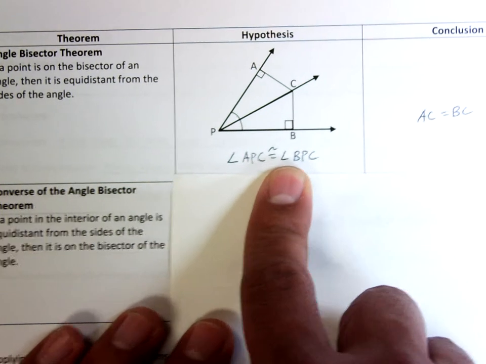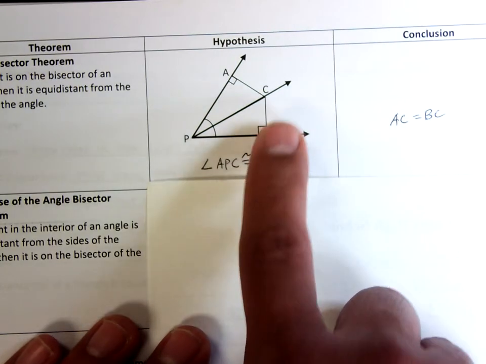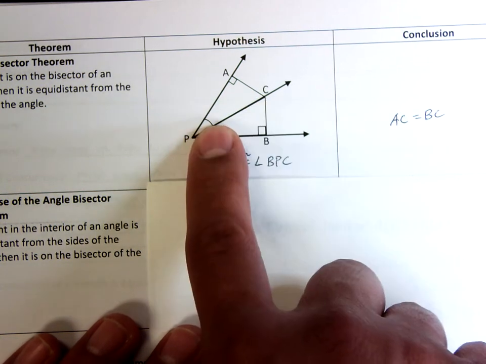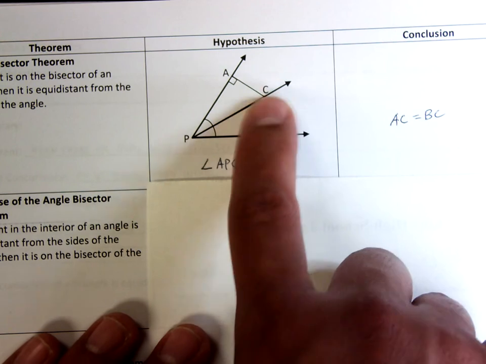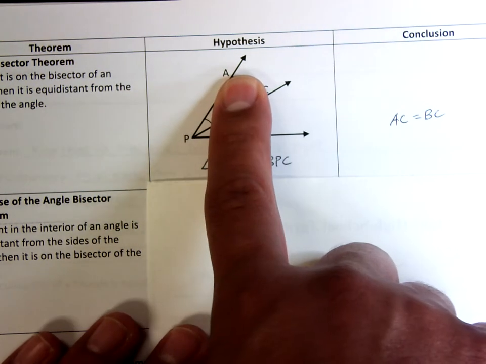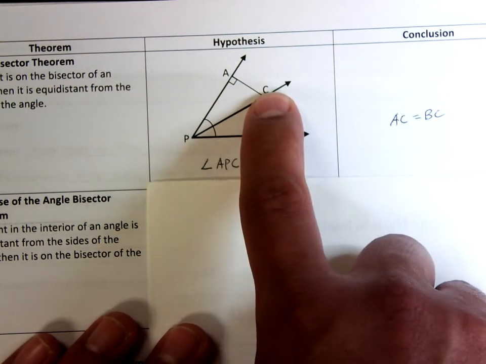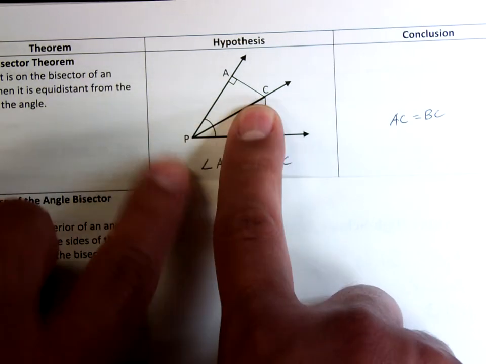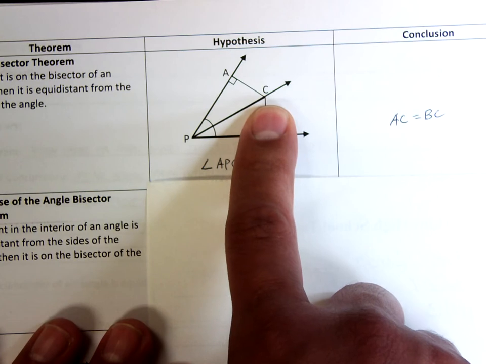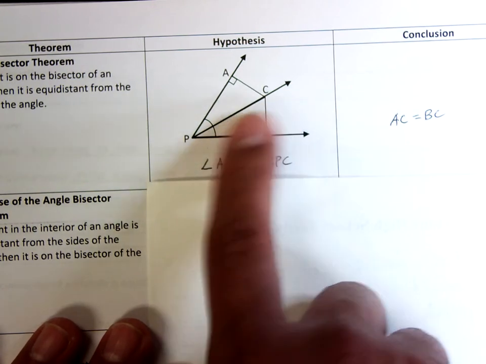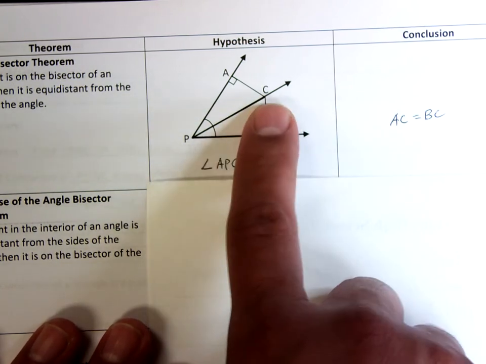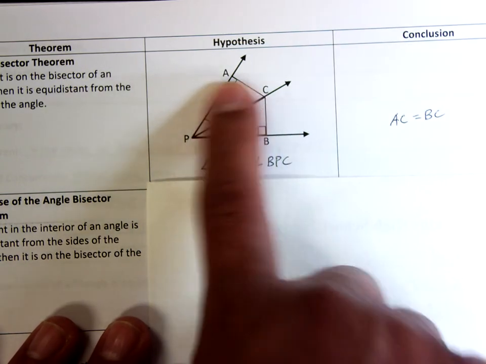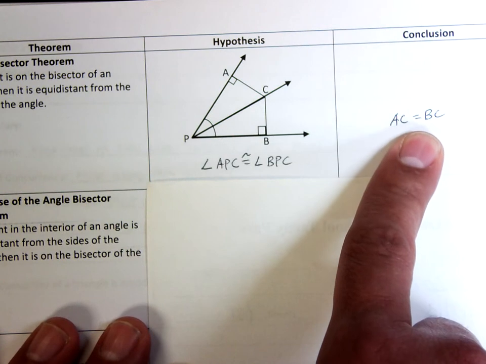So what we need to know from this picture is that if I go from point C anywhere on this ray, anywhere on this angle bisector, perpendicular to this ray and perpendicular to this ray, these two lengths are going to be the same. So AC equals BC. If I have an angle bisector, if I go from any point on that bisector perpendicularly to this ray and to this ray, it's the same length.